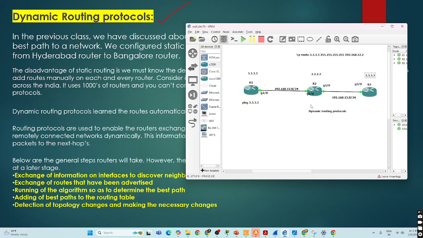How many routers there are doesn't matter. All the routers should be configured with one dynamic routing protocol. There are different dynamic routing protocols, and you have to use the same one on all the routers. Then only the routes will be exchanged. Suppose between R1 and R2 you have configured OSPF, and between R2 and R3 you have configured EIGRP. These are different protocols, so you cannot see 3.3.3 here. That concept is different. I'll explain later: redistribution comes when you want to distribute EIGRP to OSPF or OSPF to EIGRP. Anyhow, see here carefully.